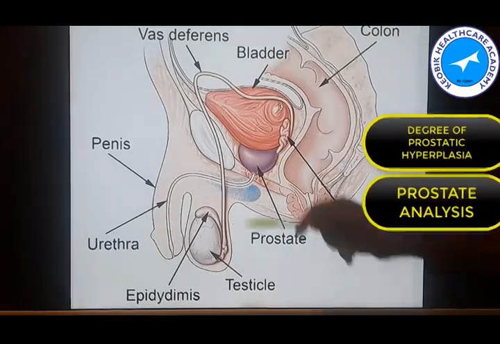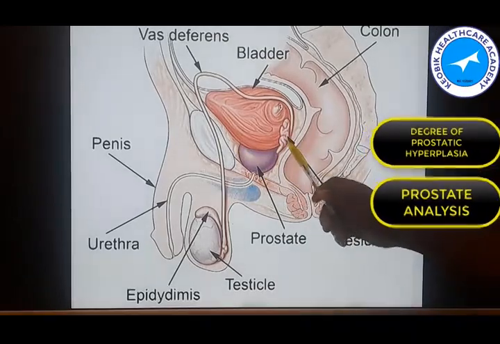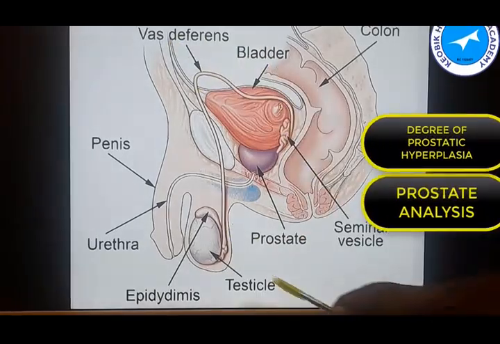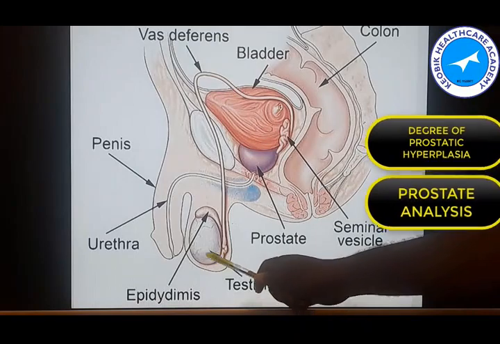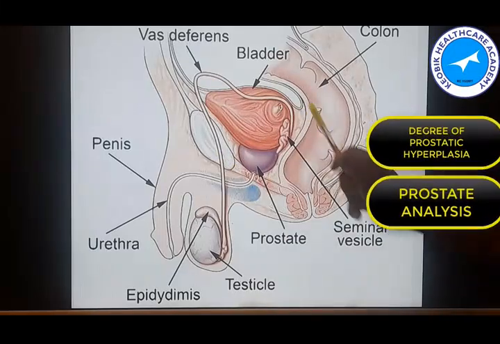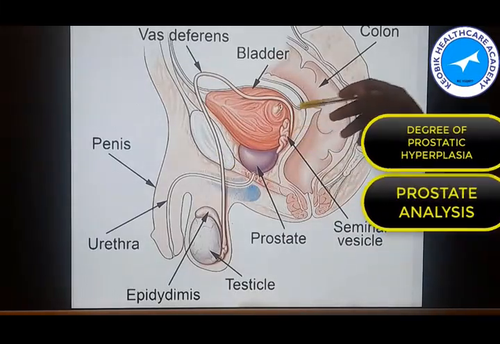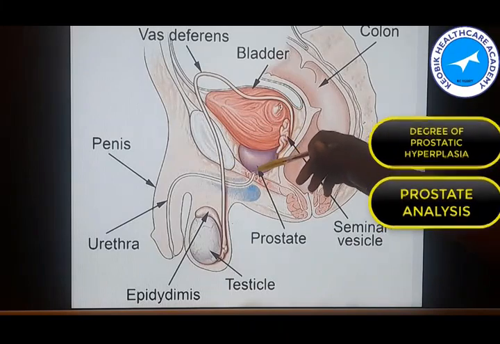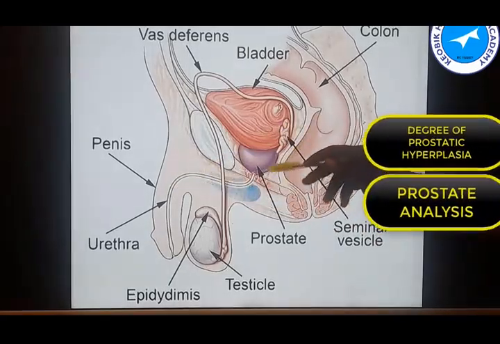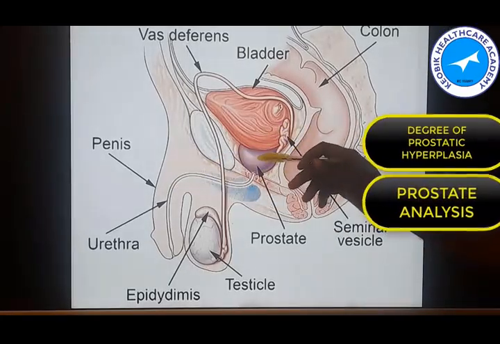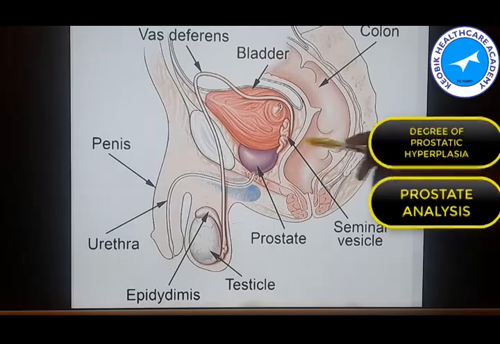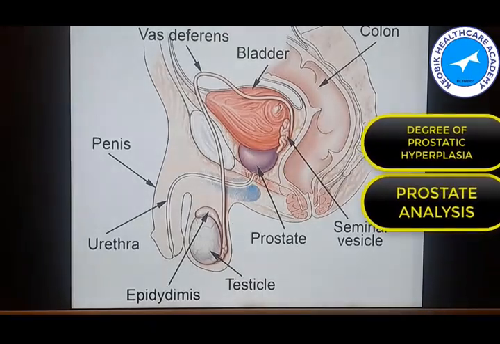You can see how they are interconnected. The seminal vesicle and then what we call the vas deferens. Okay, this is where the sperm is produced, and it is mixed in with the seminal vesicles, and it goes out through the penis, or through the urethra, from the prostate gland. So our interest is this region, the prostate gland.